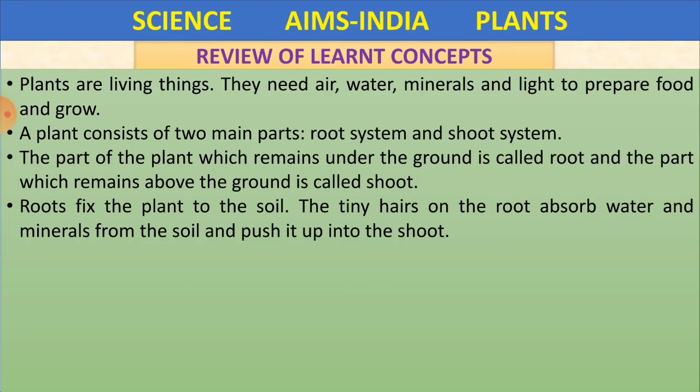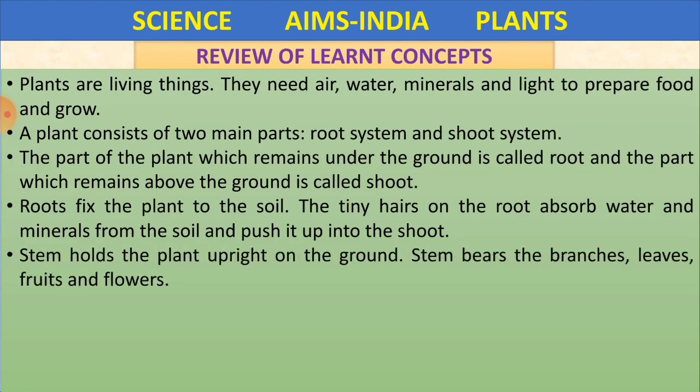What are plants, children? These are all what we have learnt in the beginning. What are plants? They are living things. And what do they need? They need air, water, minerals and light to prepare food and grow. As we human beings need food, water and air to live, same like us, even plants need all these to grow. And a plant consists of two main parts.